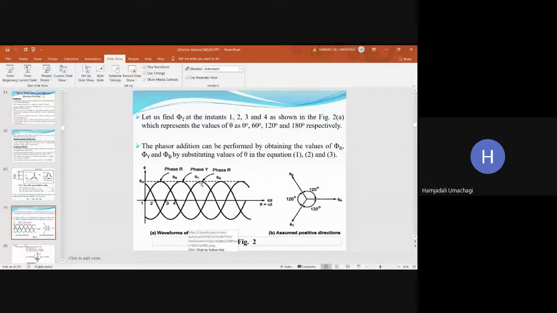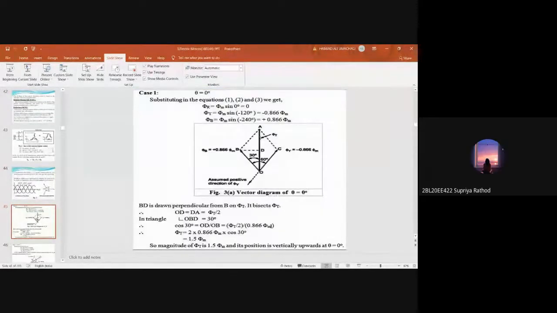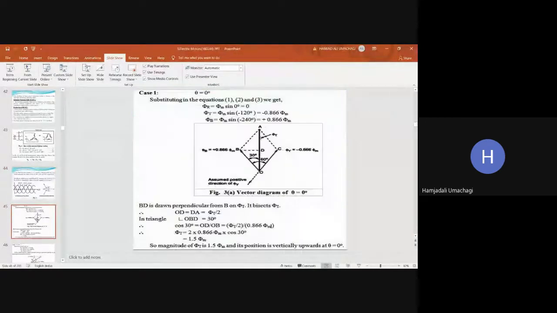So altogether, there will be three fluxes rotating at a constant speed with constant amplitude and having a phase shift of 120 degrees electrical. Is it clear, all of you? This is the rotating magnetic flux that is produced in the stator of the three-phase induction motor. Yes, sir. Okay.